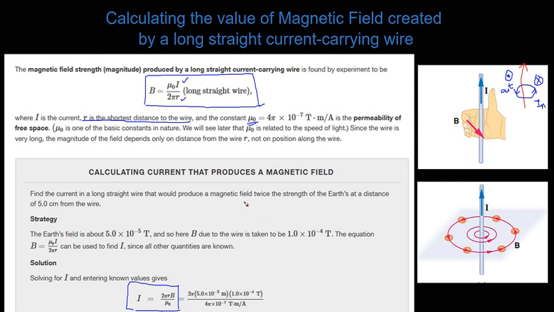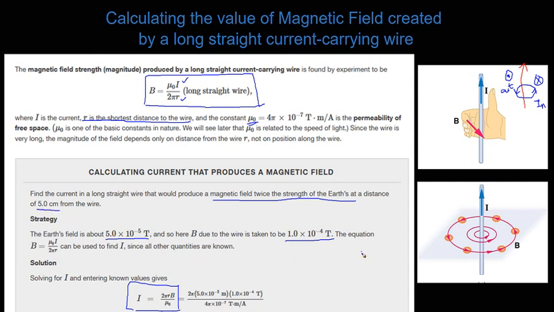The field at some given point is given to be twice the strength of Earth's field. The Earth's magnetic field strength is typically 5 times 10 to the minus 5 Tesla. So the magnetic field in our problem now is twice that value, which is 10 times 10 to the minus 5, which is also this value here. And we are trying to calculate the current that produces this field at a distance of 5 centimeters from the wire.